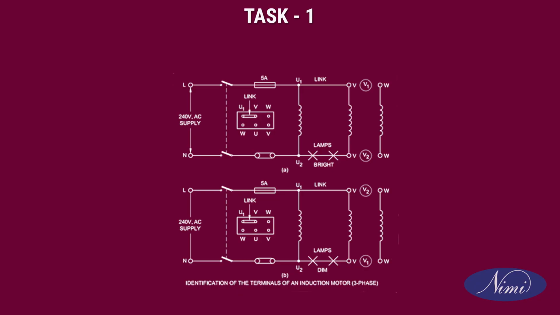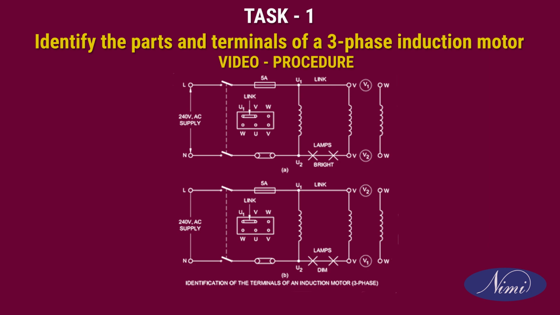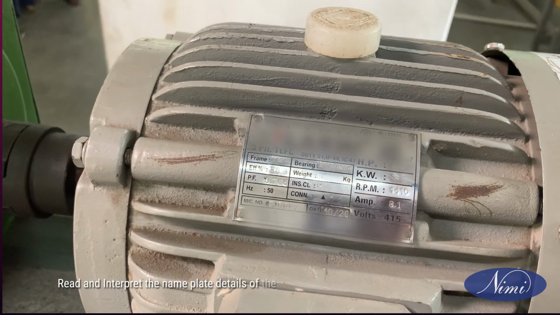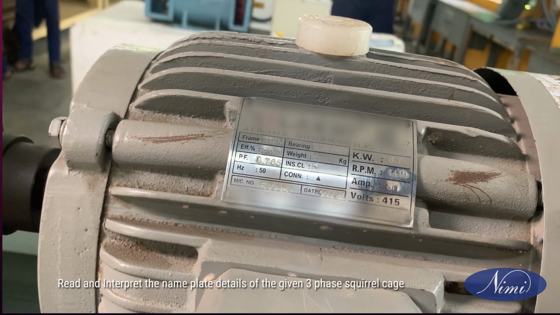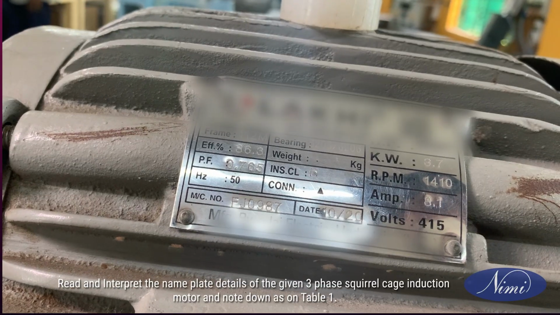Task 1. Identify the parts and terminals of a 3-phase induction motor. Video procedure. Read and interpret the nameplate details of the given 3-phase squirrel cage induction motor and note down as in Table 1.